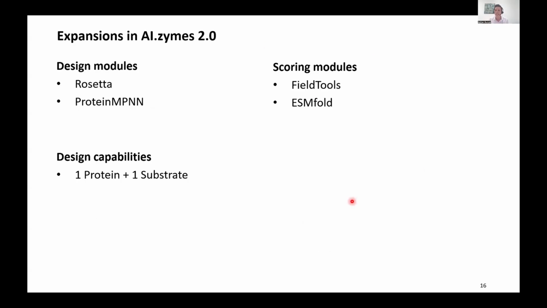So what are these expansions that we have in AI.zymes? Here you can see an overview of all the modules that we have in the original paper. In terms of design modules, we're now using soluble MPNN, which is slightly better than ProteinMPNN. And we also added a null module, which is actually not doing any design, but it's really helpful if you just want to score a range of variants and you're just interested in how they behave after structure prediction and relaxation.